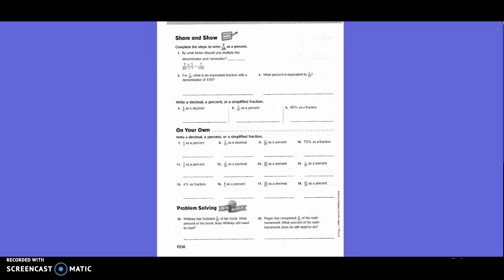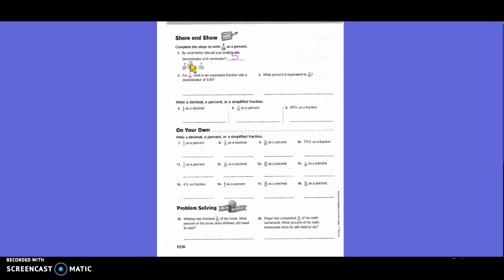Share and show. Complete the steps to write 7/20 as a percent. By what factor should you multiply the denominator and the numerator? So what should we take 20 times to get to 100? What times 20 gets to 100? 5, right? So then what we would do on the bottom, we would also do on the top. So we would take it times 5 here, and we would take it times 5 here.